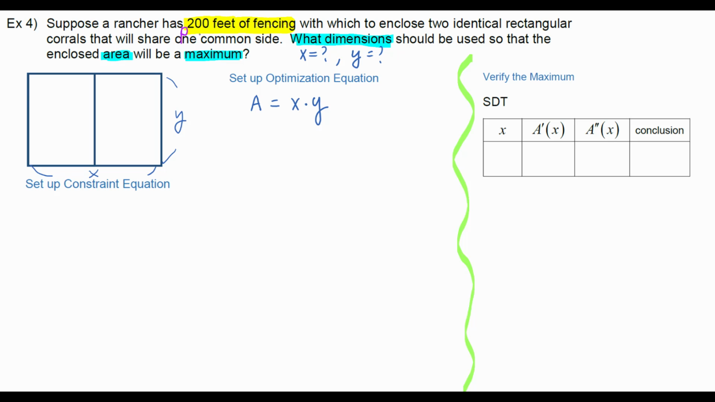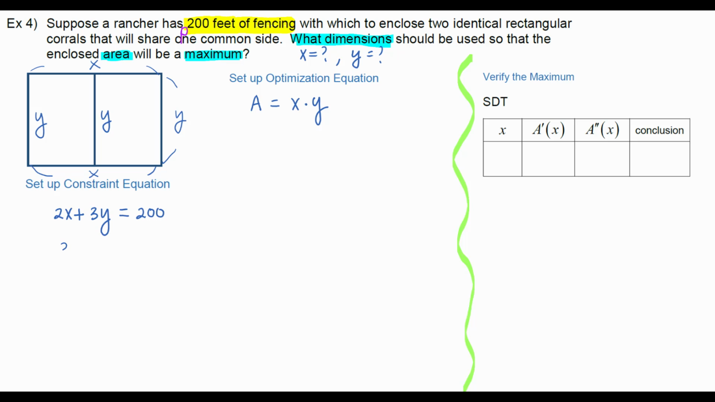Where am I going to get the constraint equation? I have to get it from the fact that the perimeter of this fencing is 200 feet. Now, you actually have corrals that share one common side. So you actually have three y's, right? This is also length y, this is also length y, and you need to put that y in the middle. And then I do have another x on the top. So the whole perimeter of these corrals will be 2x plus 3y, and that has to be equal to 200 feet.